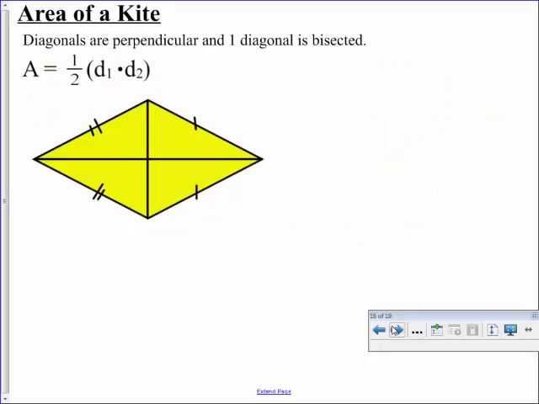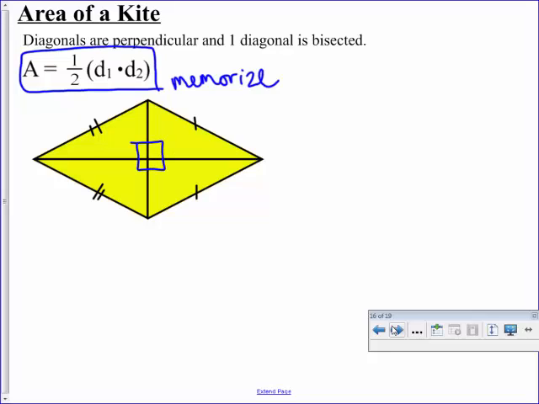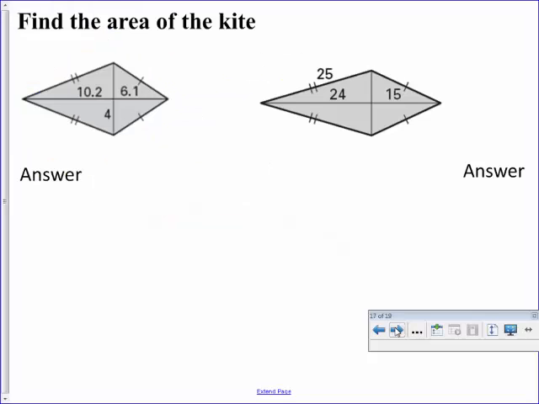The last shape of the day is the kite, and it is the same formula as the rhombus. You have to memorize this, so really you're only memorizing one formula, 1/2 d1 times d2. Now remember, in a kite, there's only one diagonal that's bisected. The other one is not. So that's different than the rhombus. So let's go ahead and try one.